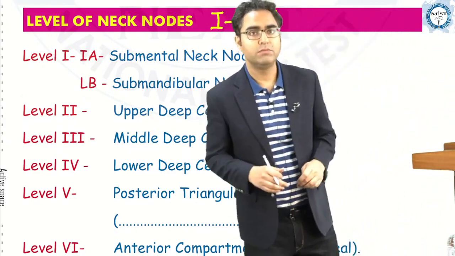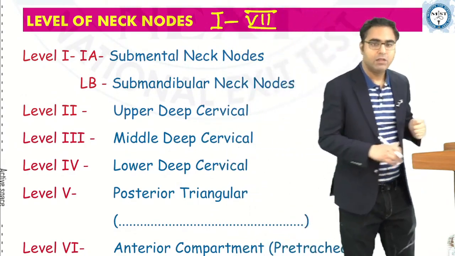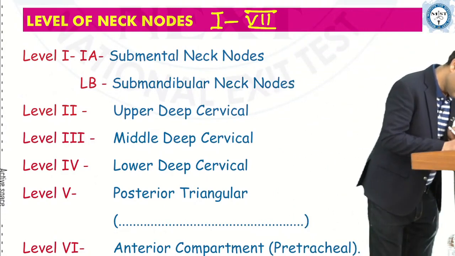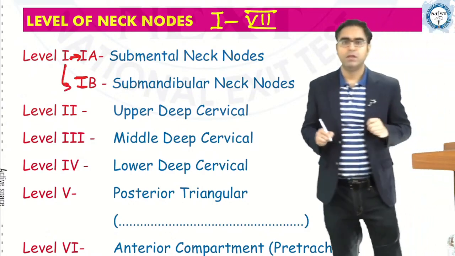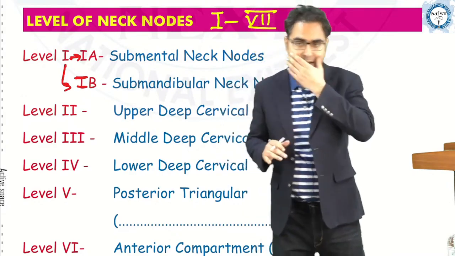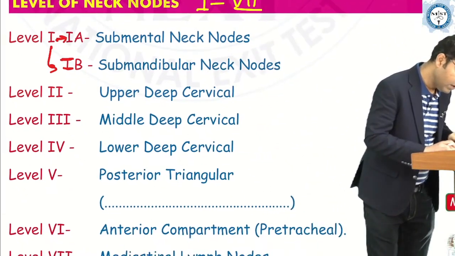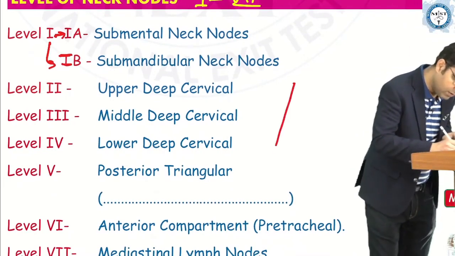1 to 7. 1A submental. 1B, beta, not LB, 1B. Level 1 has got 2 types, 1A and 1B, beta. 1A is submental, 1B is submandibular neck nodes, beta. Submental and submandibular neck nodes. Okay? Now, 2, 3, 4. All of you draw the muscle.